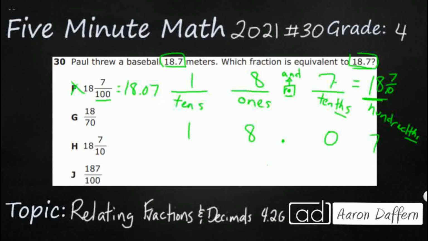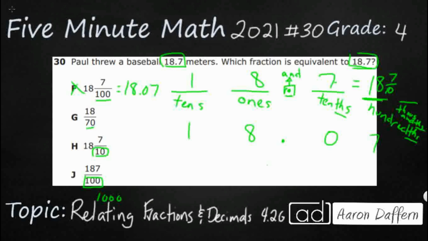Now, G, 18 over 70 could possibly be something, but I'm not 100% sure what it is. What we are really looking for when converting fractions to decimals easily is fractions that have a denominator of 10, 100, or even 1,000, that would be fine, because in 5th grade, you're going to look at the thousandths place. So if you get a fraction with a denominator of 10, 100, or 1,000, you are good to go. You can easily translate it into a decimal.